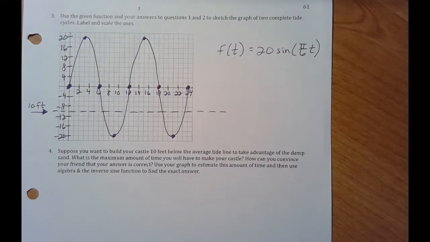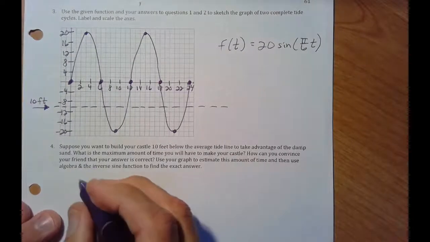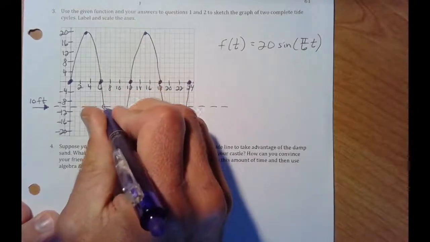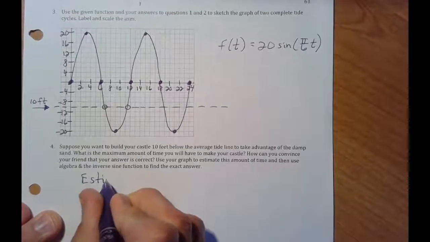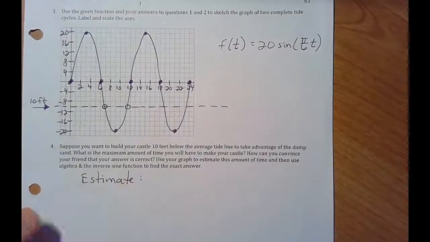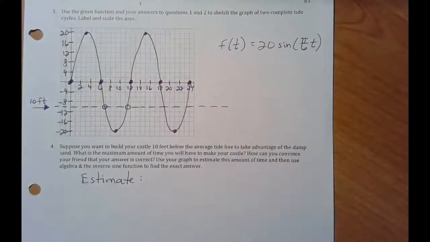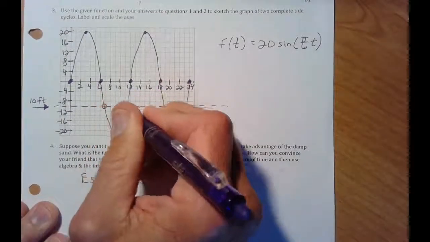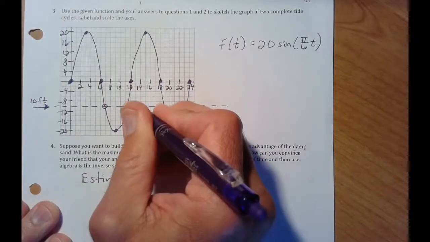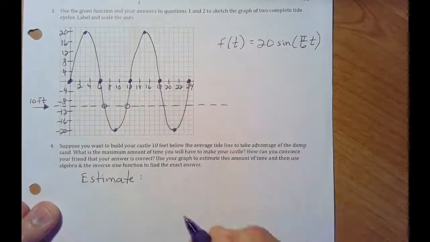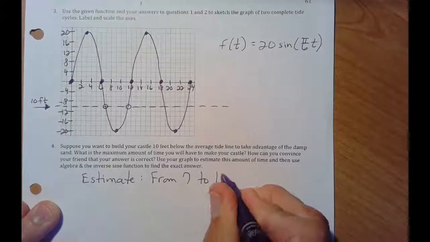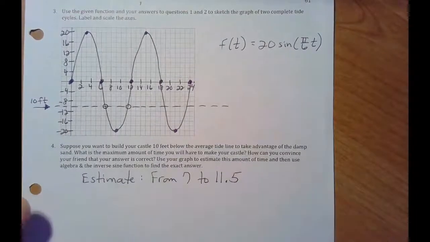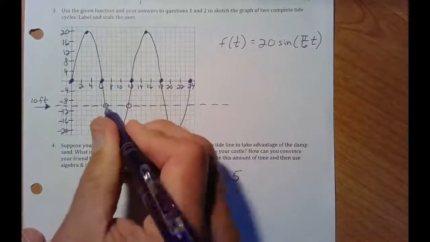So they want you to use the graph to estimate it, and then use the inverse sine function to find the exact value. So an estimate would be something like, alright, I'm right here, and I'm right here. So what would those times be? So here would be an estimate. It seems to be, I'm going to guess, from 7, and this might be maybe 11 and a half. So I'm going to estimate that it's going to be from 7 to 11.5.